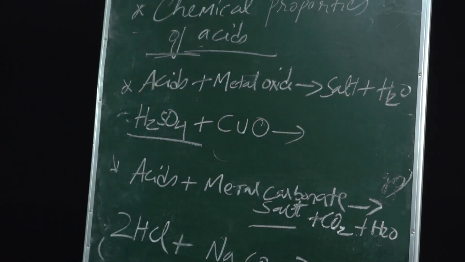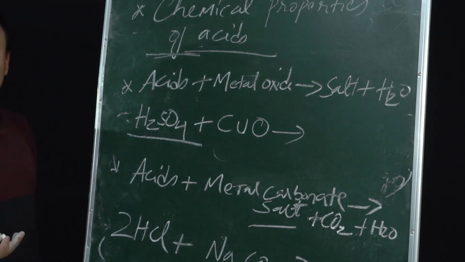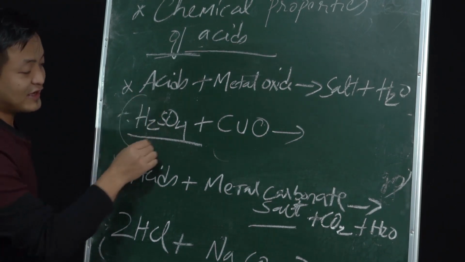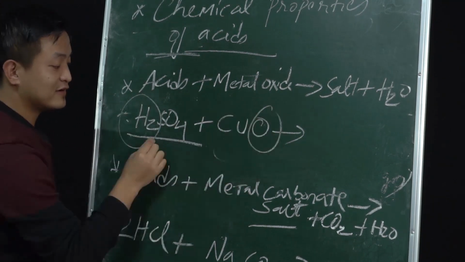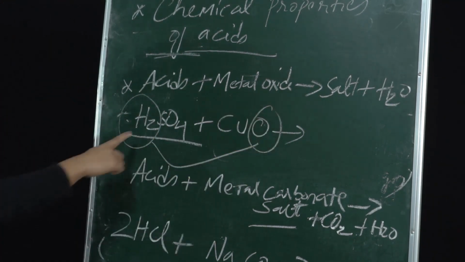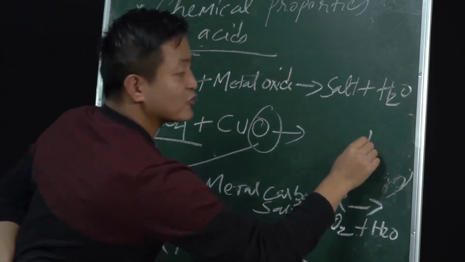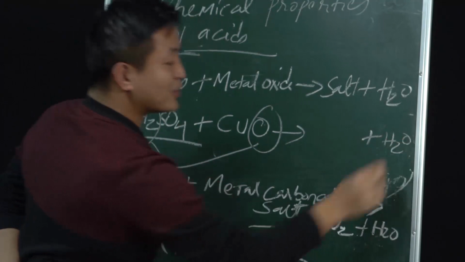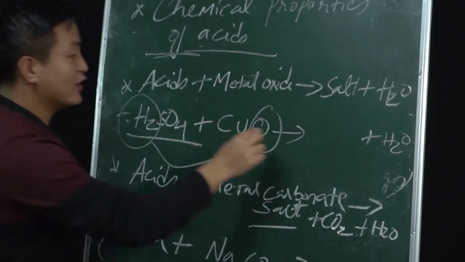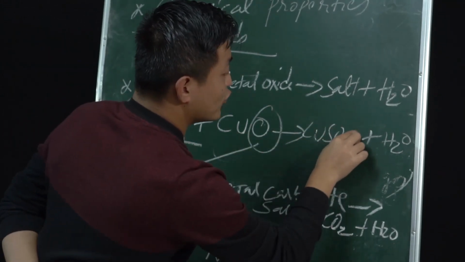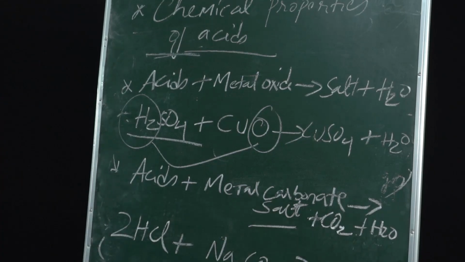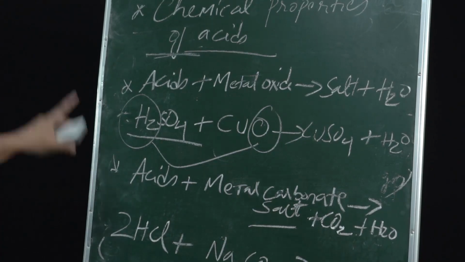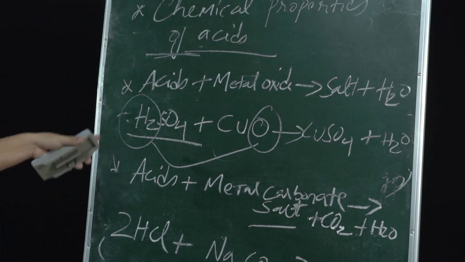So now we will get a salt and also we'll get water. Water we all know is H2O. So this is H2, one O is here. Clear, students? H2O is water. So we'll take out H2O from here. So what is left? There we have CuSO4. CuSO4 is a salt. Clear? So students, we are done with all three chemical properties.